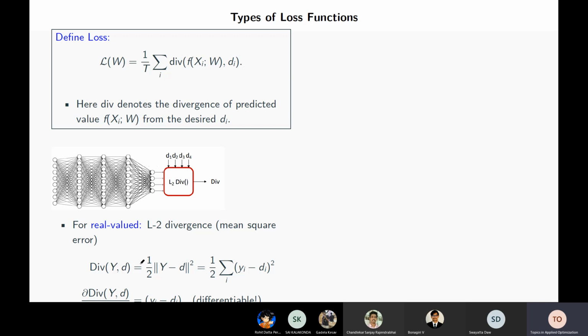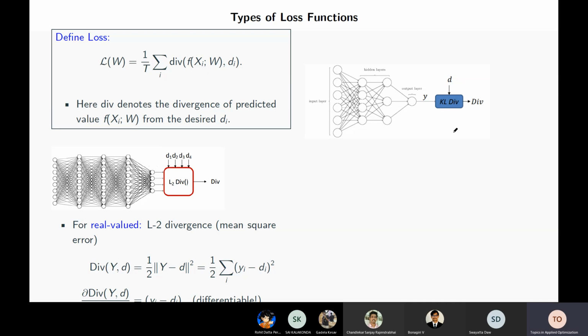One very simple loss function would be L2 divergence, which is nothing but the norm of y minus d. Here y is this output. So it is a component-wise subtraction: y1 minus d1, y2 minus d2, and so on, and then you square it. The good thing about this loss is that it's differentiable. If I take del div by del y, it's differentiable. It's a square of a function, so it's easy to differentiate.